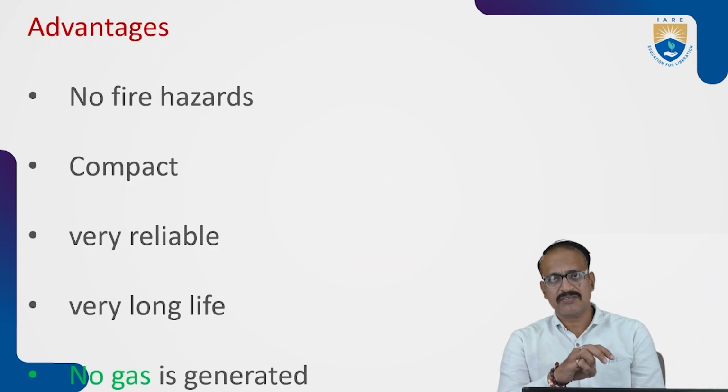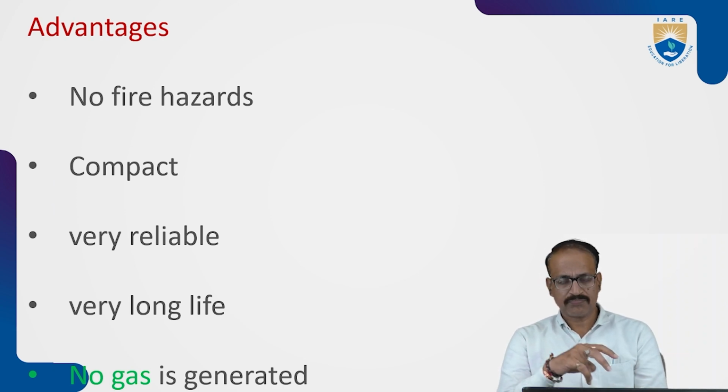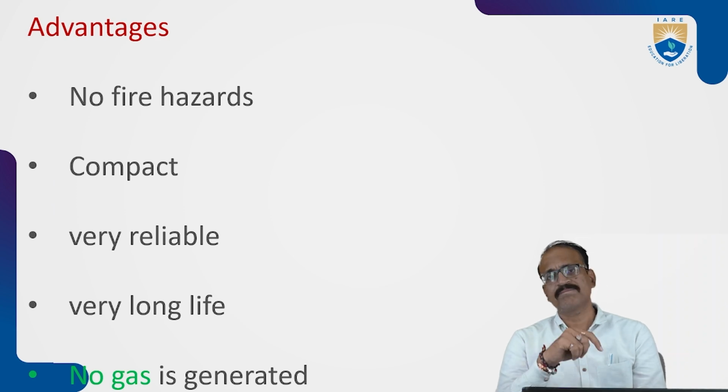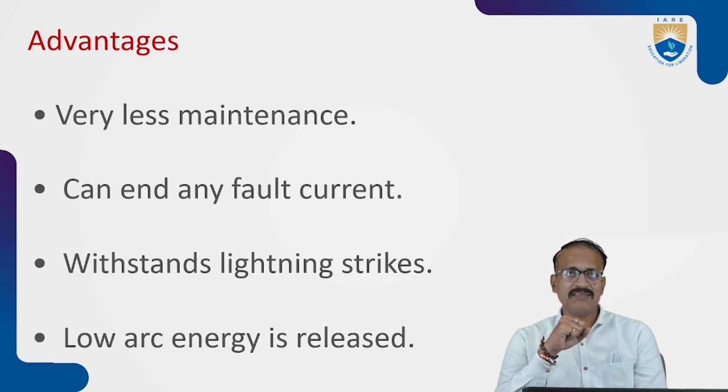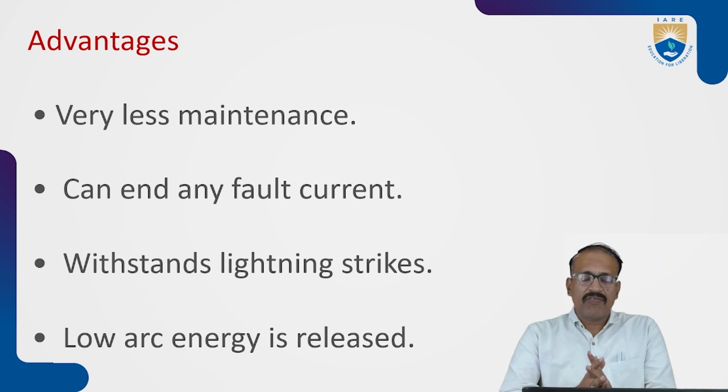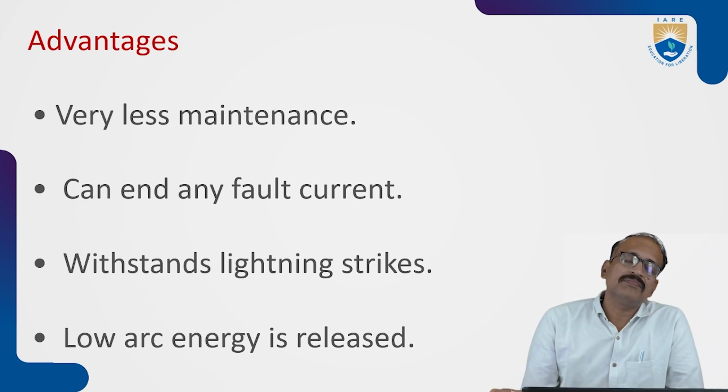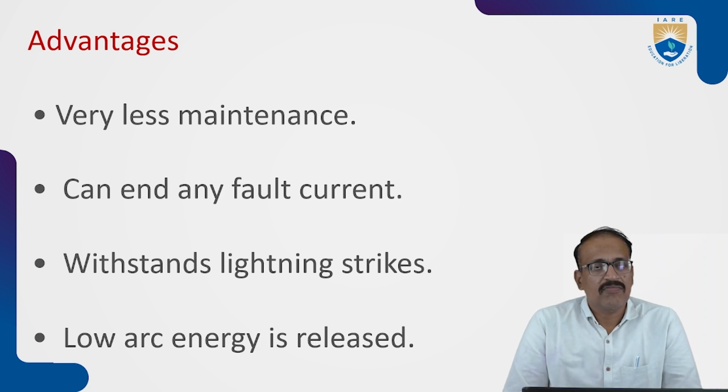So zero hazards, highly reliable, very long life, no gas, compact, less maintenance. It can extinguish any current, any fault current. It can withstand lightning strikes, and low energy is released. So these are the advantages of the vacuum circuit breaker.